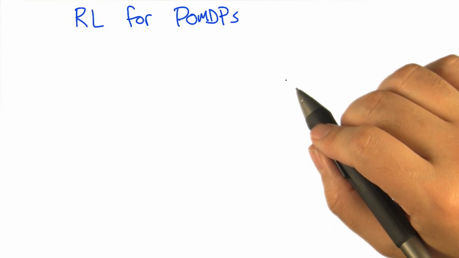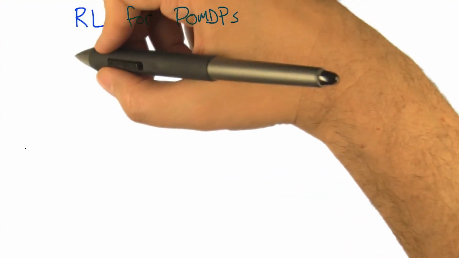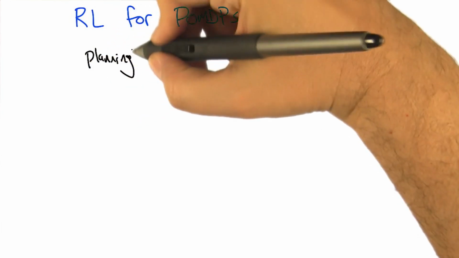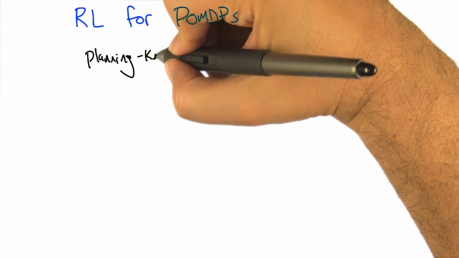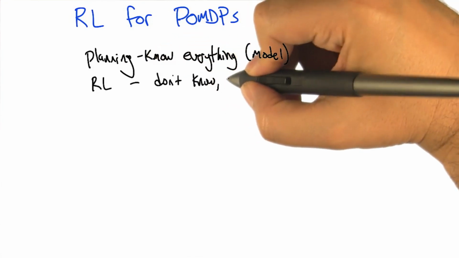Now that we've talked about planning in POMDPs, we should talk about reinforcement learning in POMDPs. Charles, what's the difference between planning and reinforcement learning? Well, in planning, you know everything, and in reinforcement learning, you don't know everything, and you have to explore and exploit and do all that other stuff in order to find things out. Like you don't know the model necessarily, and that makes the problem harder.